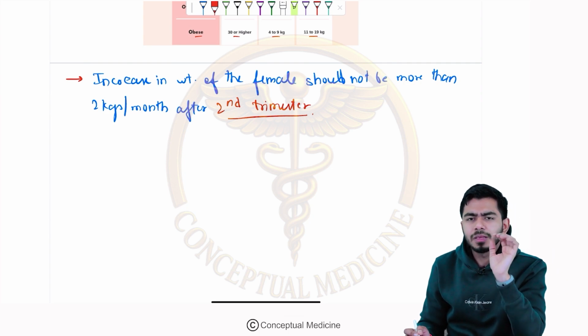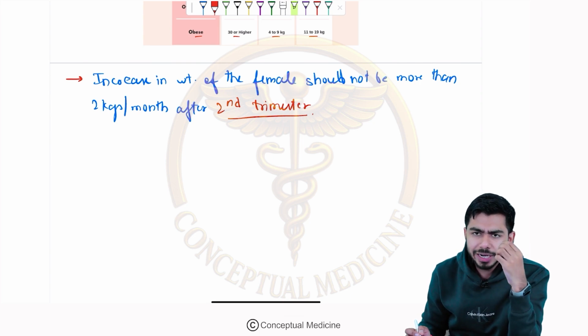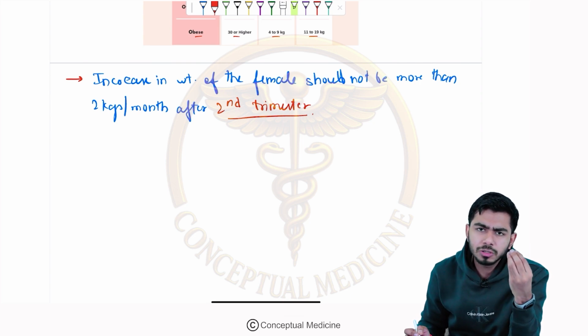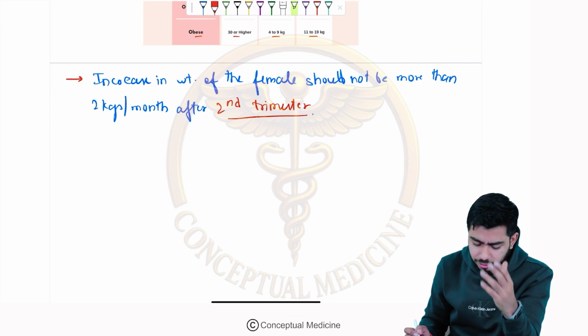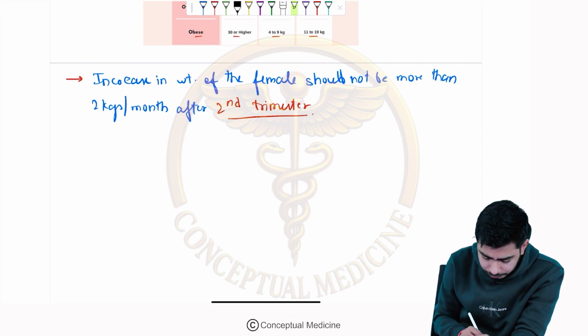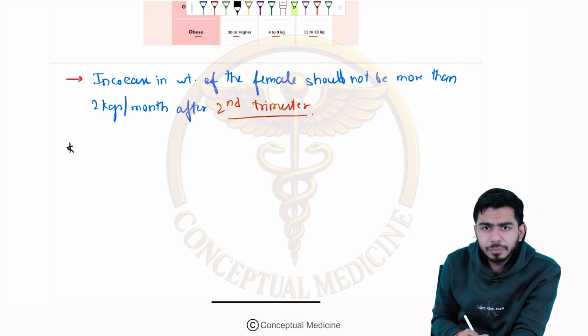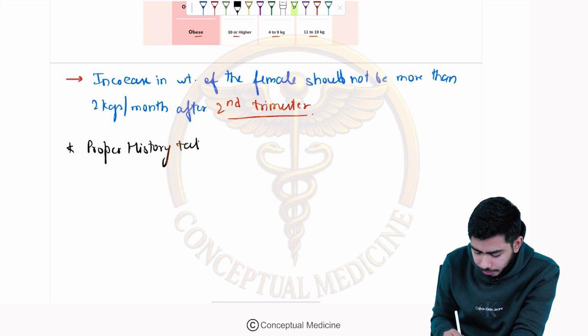So first of all, our job is to take the proper history of the female, because by taking a good history from the mother, we shall rule out many of the diseases. So that is the thing. When the female approaches the doctor during the ANC visit, we should be taking the proper history. Once we have taken the history of the patient, after that we shall come to the screening test.